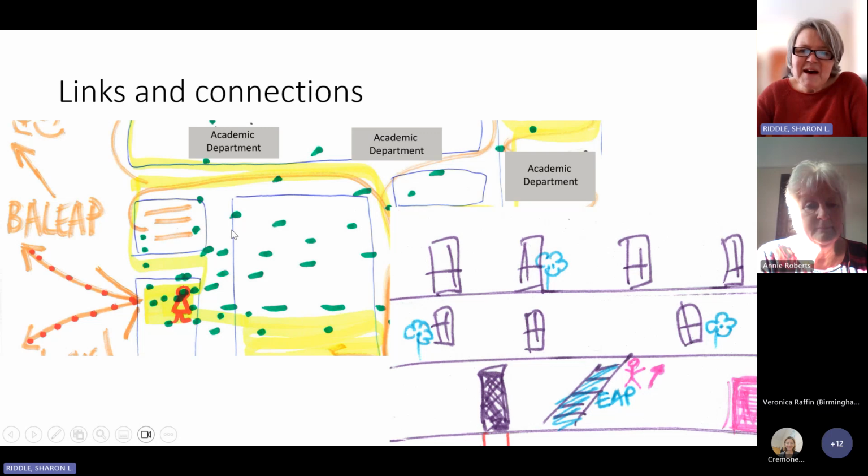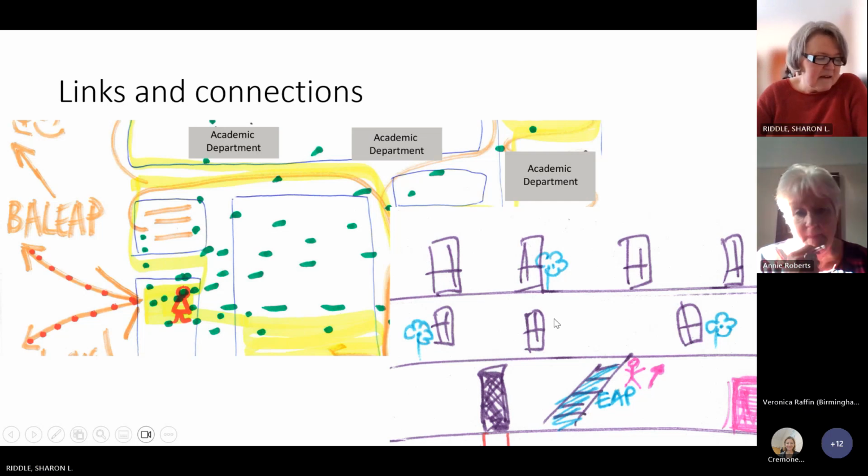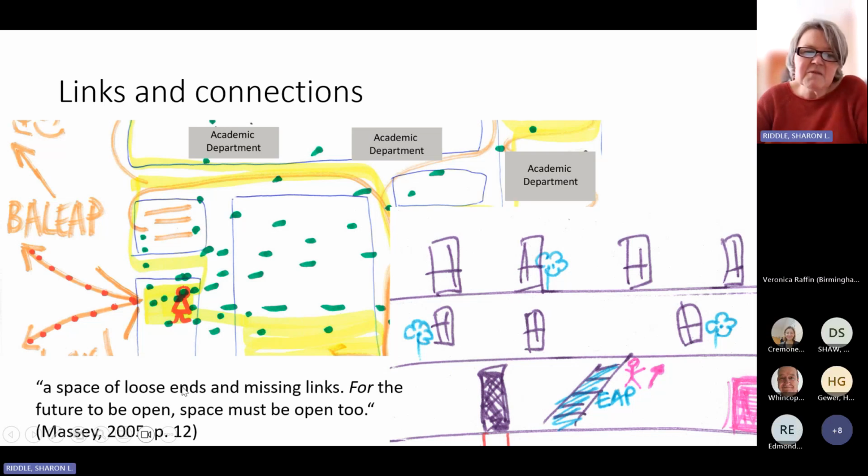This map or drawing shows links in different stages of development. So you have these plants which are developed, and then some places, these windows represent departments, which have not got links. So for me, this is a place of loose ends and missing links. This emphasizes for me the potential of new links and new connections and activity in the university.